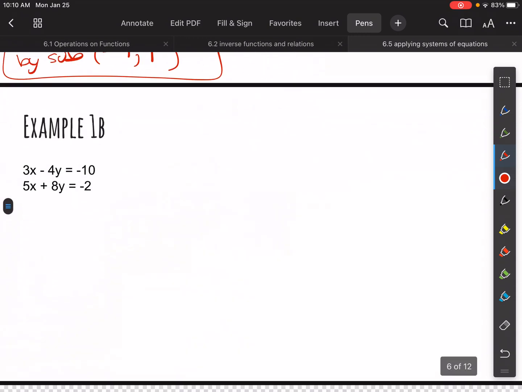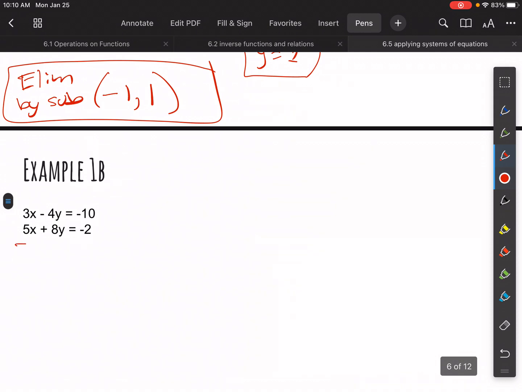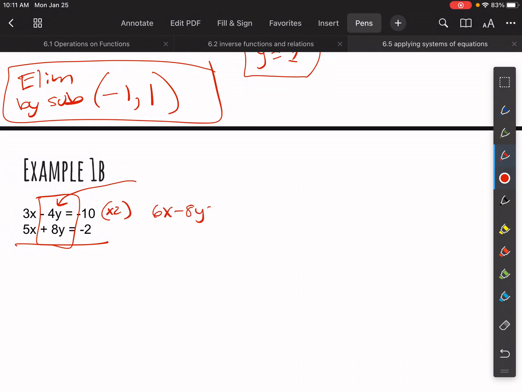Okay, so then 1b, I want you guys to try this one out. Okay, so for 1b, notice nothing is really solved for a variable. There's no variables by themselves. Nothing lines up, but if I multiply the second equation by 2, I can get these terms to match up, right? So I'm going to multiply this by 2. And so I get 6x minus 8y equals negative 20. And then the bottom one stays the same.